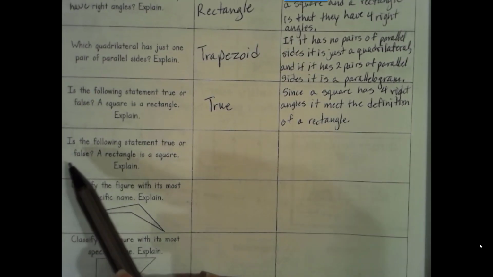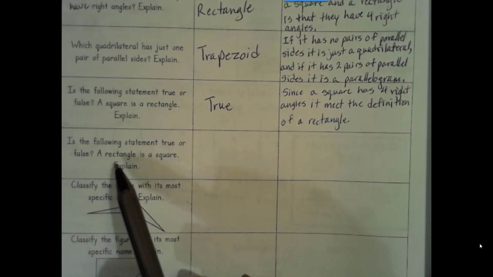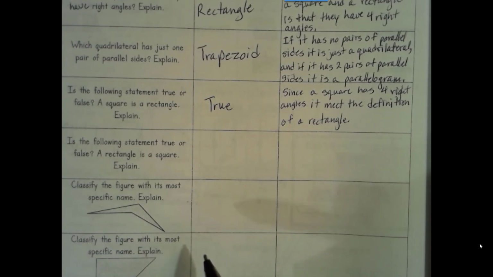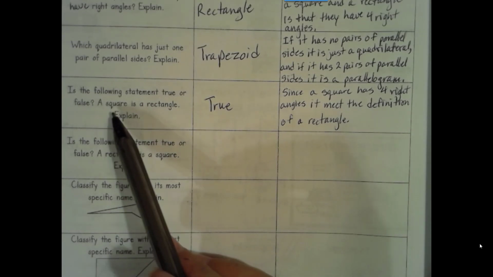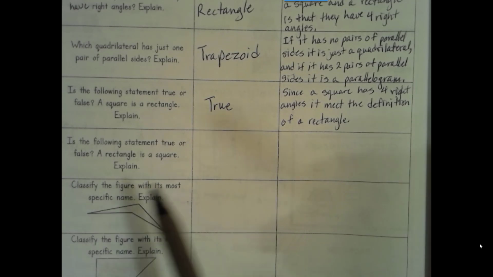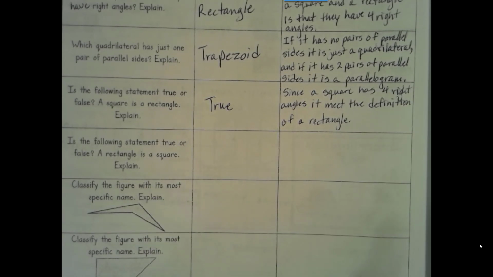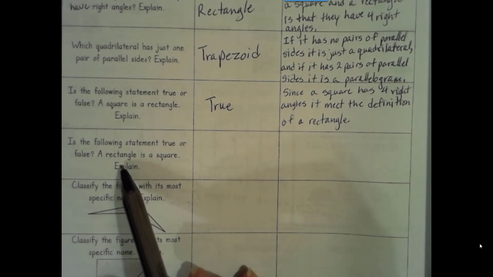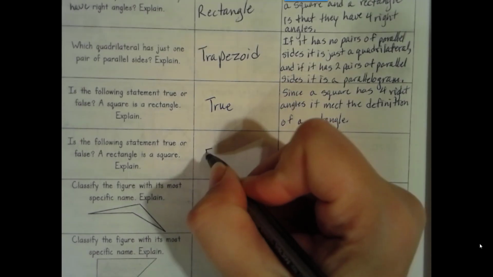Next one. Is the following statement true or false? A rectangle is a square. Now, we said all squares are rectangles, but are all rectangles square? What makes a square a square? Well, 4 right angles and 4 congruent sides. Do all rectangles have 4 congruent sides? No, that would be false.